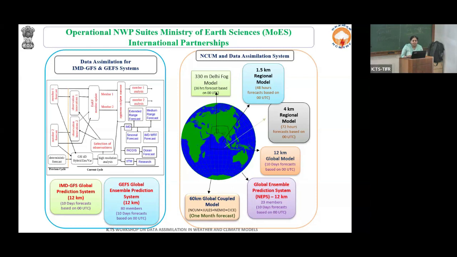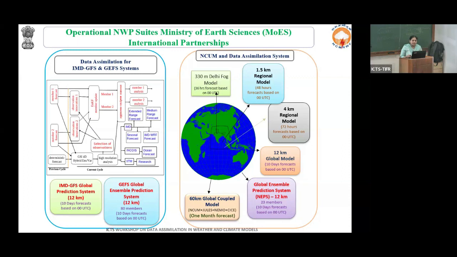If you see the data assimilation for these two systems, it is complex, it is not that simple. In both the systems we use hybrid data assimilation. I think you know what hybrid data assimilation is. Do you know what hybrid data assimilation is? Actually we mix two types of data assimilation here. One is the variational data assimilation and another is the ensemble data assimilation.